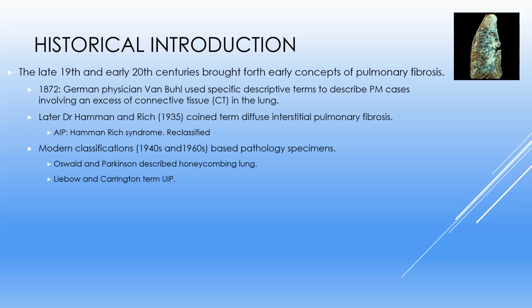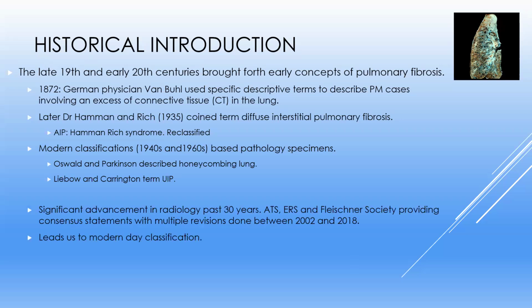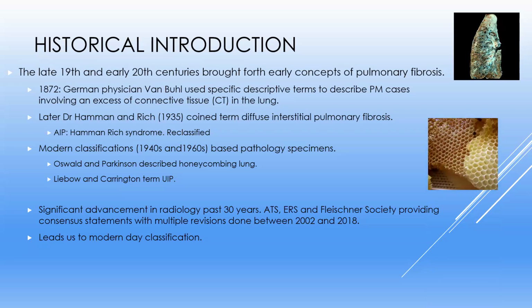In terms of modern day classifications, it initially started in the 40s and 60s with pathology. Oswald and Parkinson described the term honeycombing of the lung, and Liebow and Carrington described UIP. However, they termed it cryptogenic fibrosing alveolitis. Significant advancements in radiology in the past 30 years have led to our recent guidelines, with the ATS, ERS, and Respiratory Society providing multiple statements and a glossary of terms, and this has led to our modern day classification. That's just a picture of honeycombing, the classical description of cystic airspace.